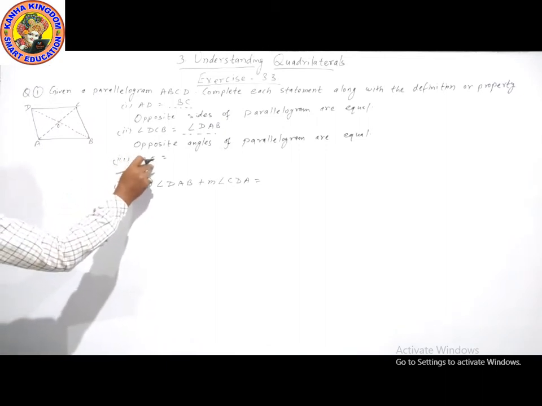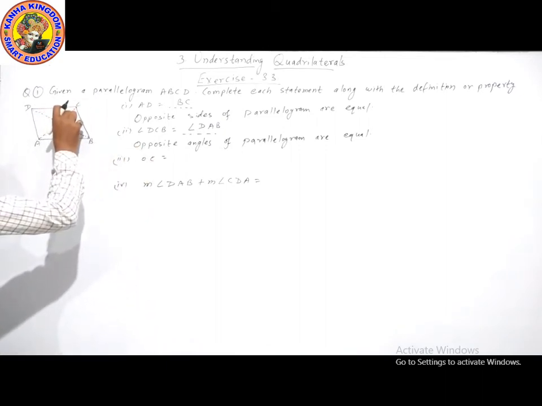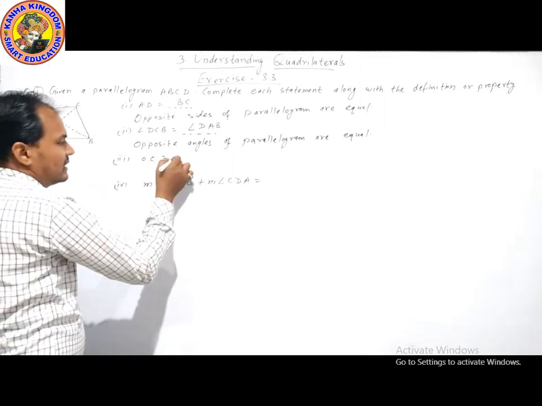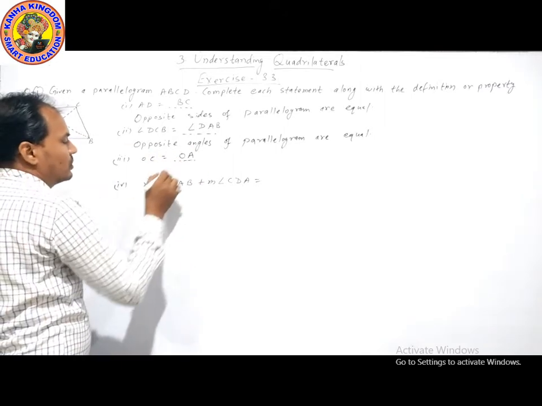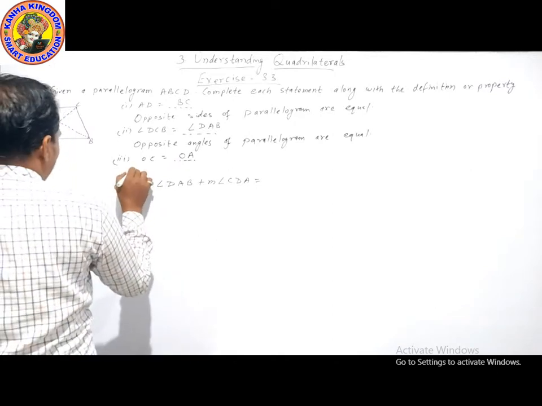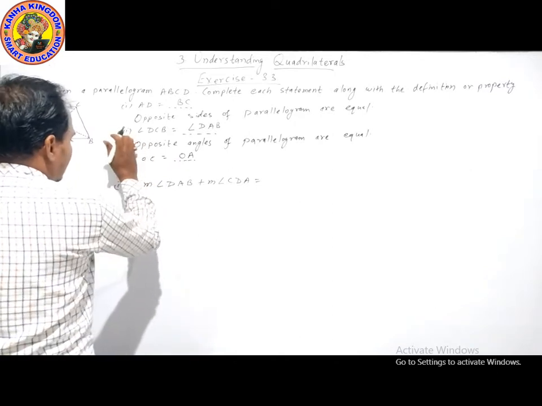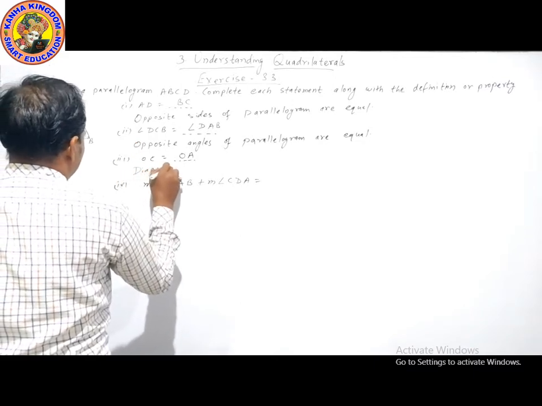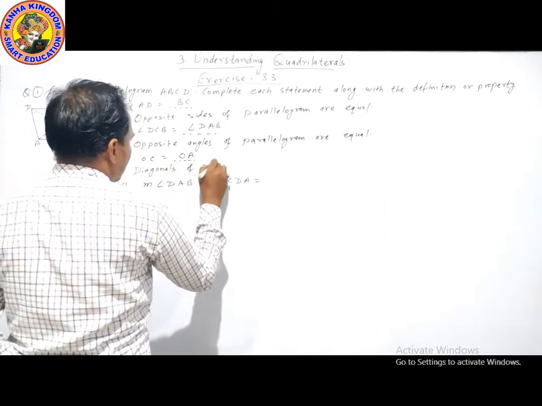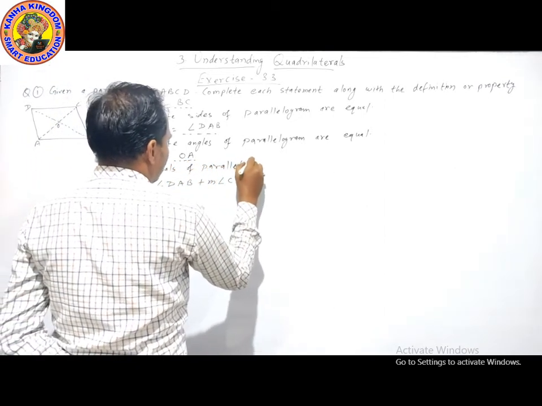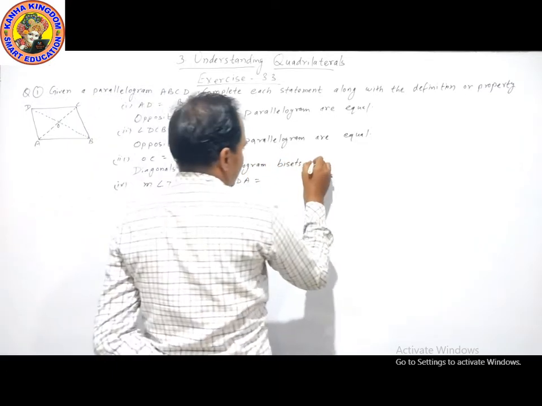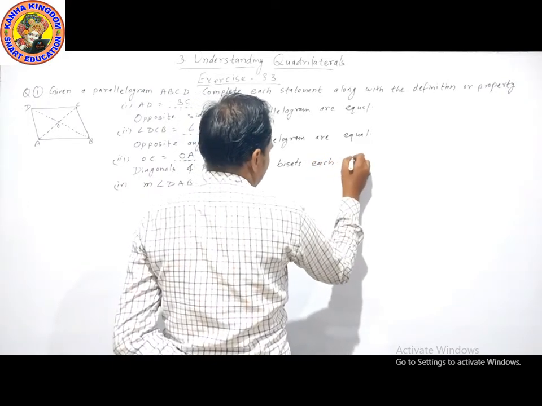OC, this one, is a part of the diagonal. Diagonals bisect each other, so OC is equal to OA. Reason: diagonals of a parallelogram bisect each other.